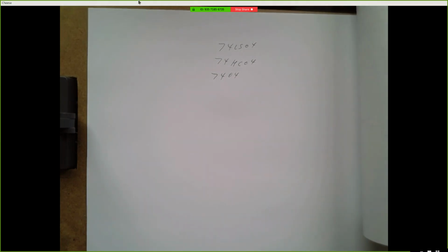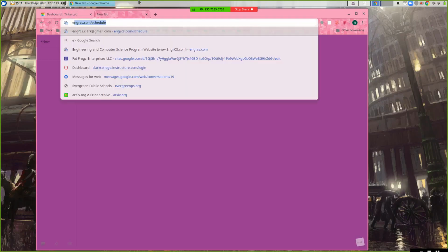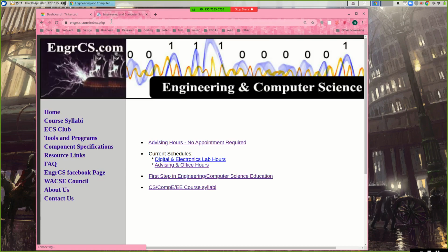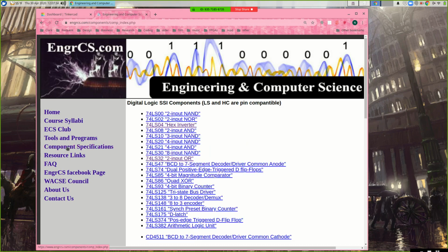Okay, so if you go to the following website, engrcs.com, okay, so it's the same page that you find the schedule on, but don't say /schedule, just engrcs.com. That's the engineering computer science website, okay? And on the left side of that, there's a thing that says component specifications. If you click on that, you'll see a list of all these different chips available. Now, you won't see a 74HC04, which is what TinkerCAD has, but you see a 74LS04.